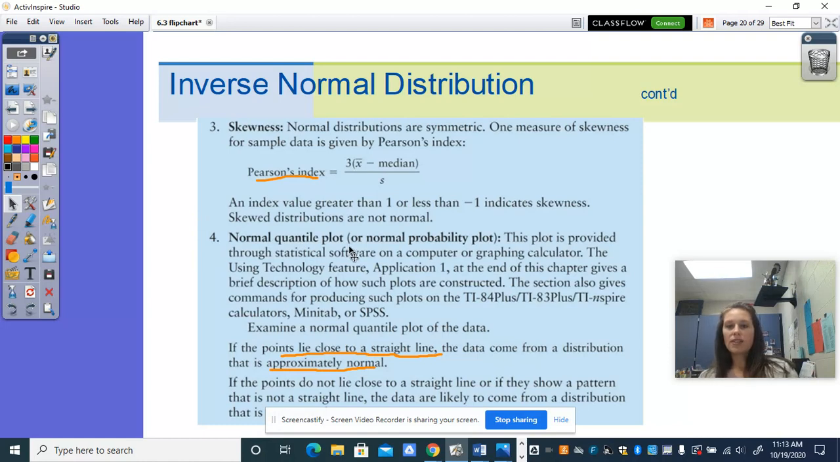And finally, another graph we can look at is called a normal quantile plot. And basically, it's a scatter plot that's made like on a computer application. And you hope that all the points lie close to a straight line once you make the scatter plot or look at the scatter plot.